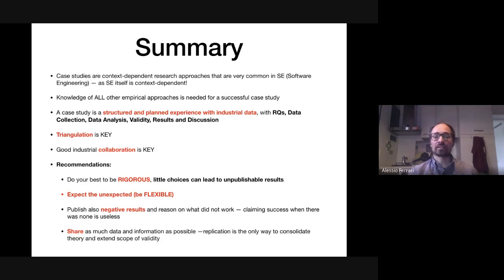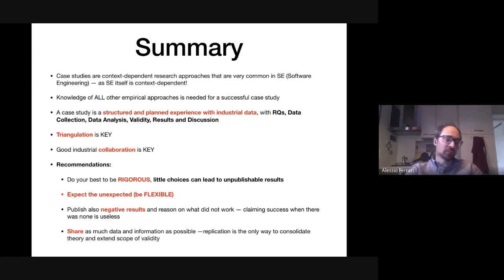This is a waste of intellectual forces and of research effort. And the last thing that is very, very important is related to open research. So share as much data and information as possible. This is not always possible in case studies, because you very often have proprietary data, proprietary software, proprietary documents, etc. But you have to share what you can share.